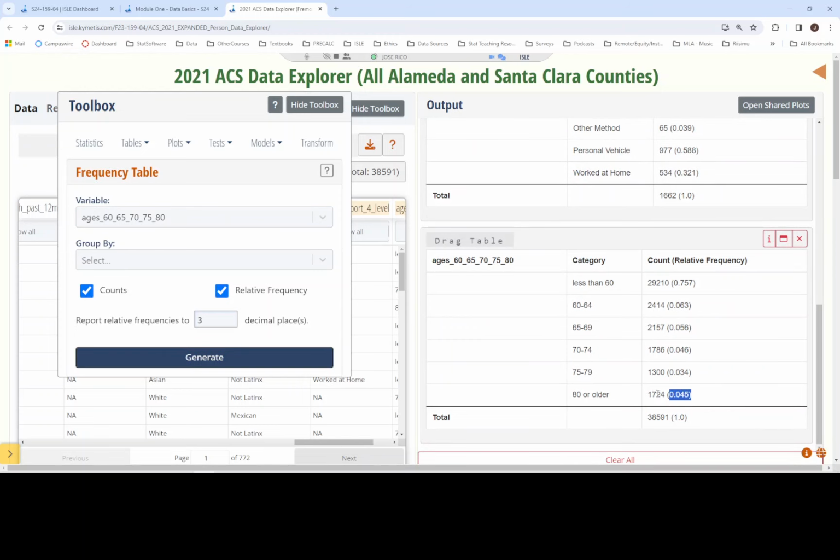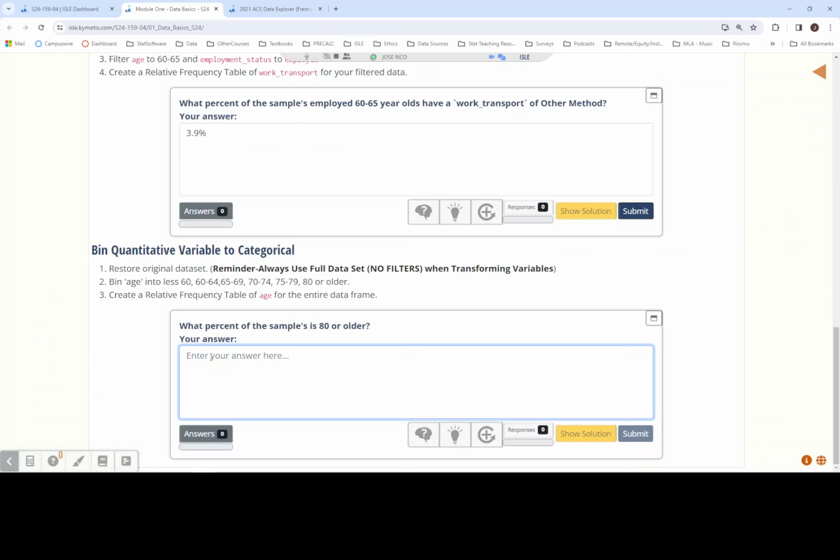And I can see that in our community, in Alameda and Santa Clara County, 4.5% of our sample, of our entire data frame actually, is 80 or older, 4.5%. So I can type that in, 4.5%.